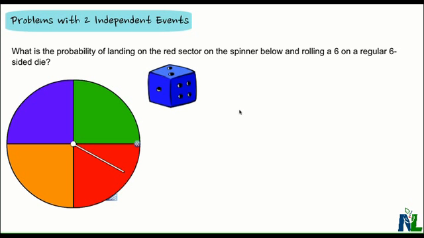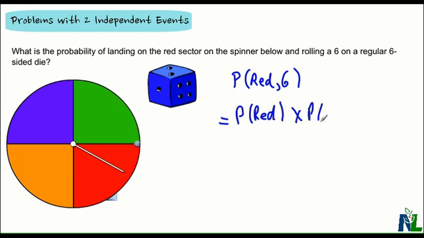I wanted to look at a couple of examples of solving problems with two independent events. So here I'm looking for the probability of landing on a red sector on this spinner here and rolling a 6 on a regular sided die. So again, if I'm looking for the probability of that happening, so red and a 6, I would have to find the probability of landing on red and multiply it by the probability of rolling a 6 on the die.